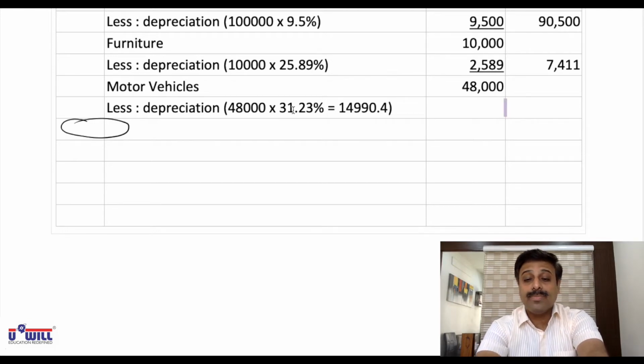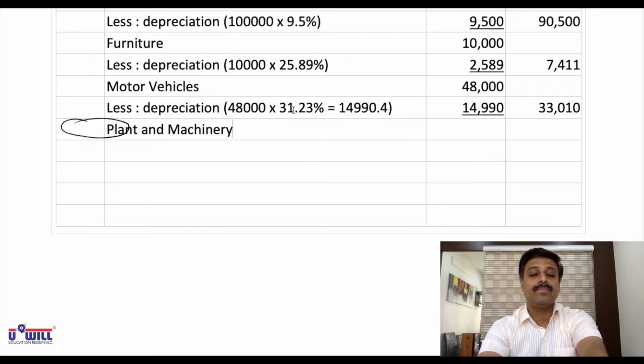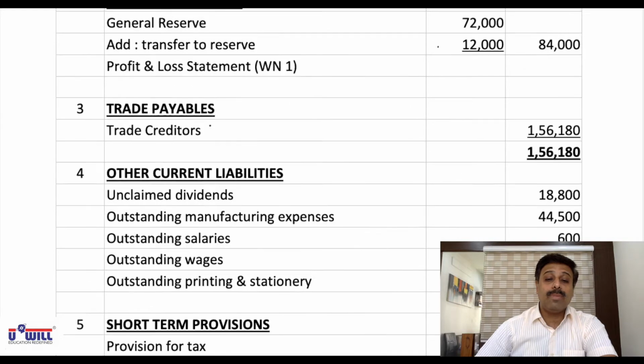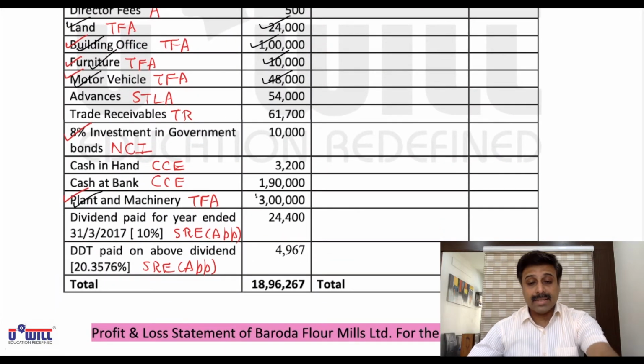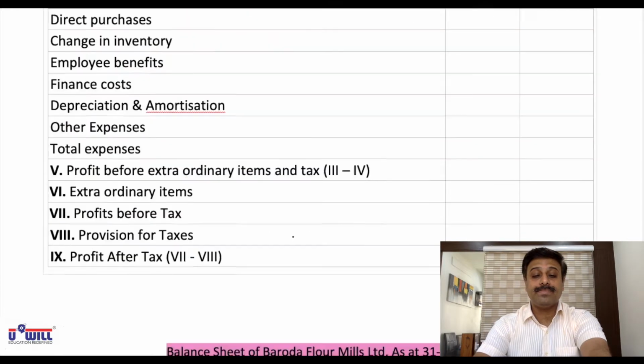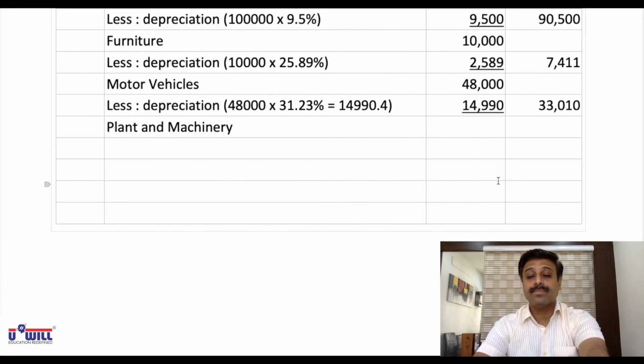So that comes to 14,990. Outer column 48,000 minus 14,990, that is 33,010. Then after motor vehicles we have plant and machinery. Now plant and machinery in trial balance is 3 lakhs. Again that will come in inner column. From that again we'll subtract depreciation.